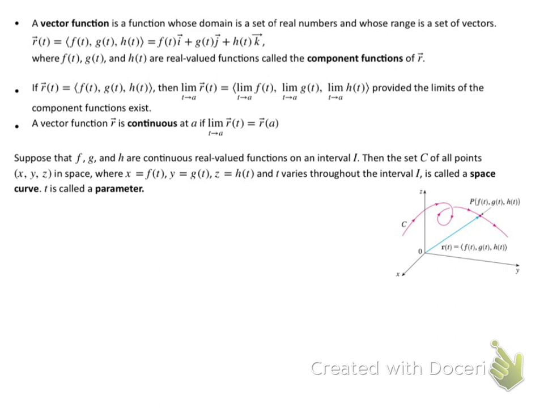When we write r with 3 components, f of t, g of t, h of t, each of them is a real valued function, and they are called component functions because they are the components of the vector. Then, if our vector r has components f, g, and h, we can take the limit of the function by taking the limit on each component, assuming the limit of each component exists.